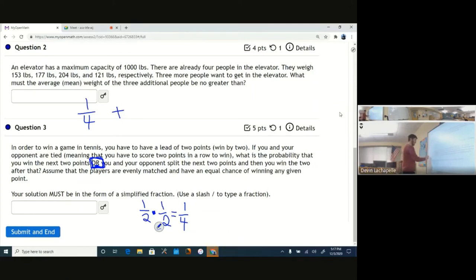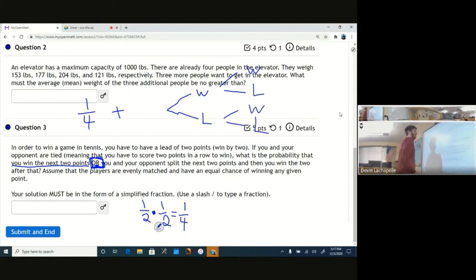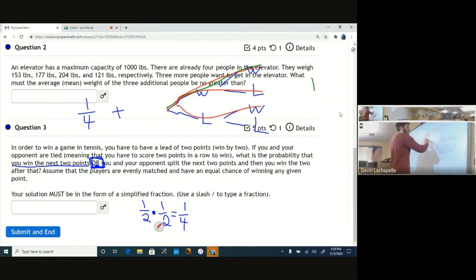But that's just our first part, right? And if you want to visualize this, here's our starting point. I can win or lose the first point, and I can win or lose the second point after that. So how many paths can I take where I win both points? Well, there's one. There's no other ones. But how many total paths are there? There's one, two, three, four paths.